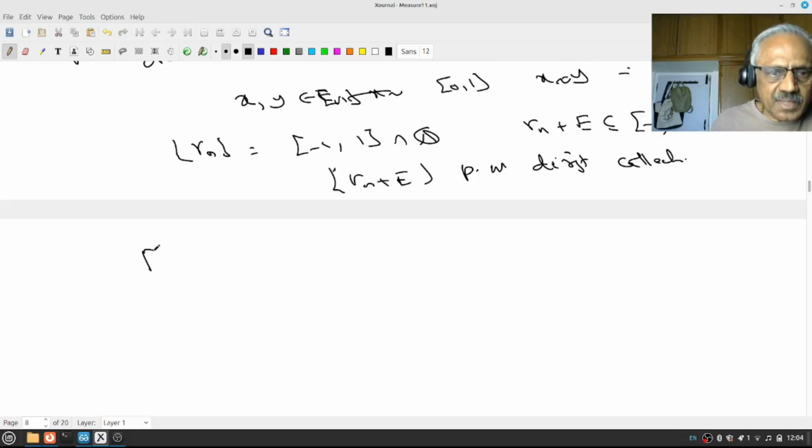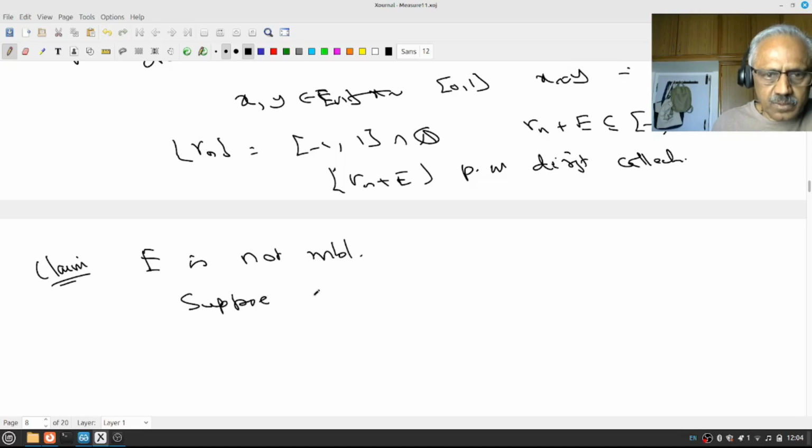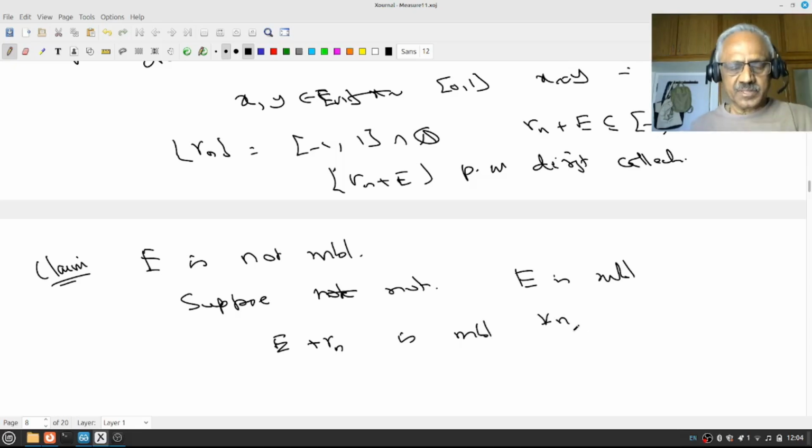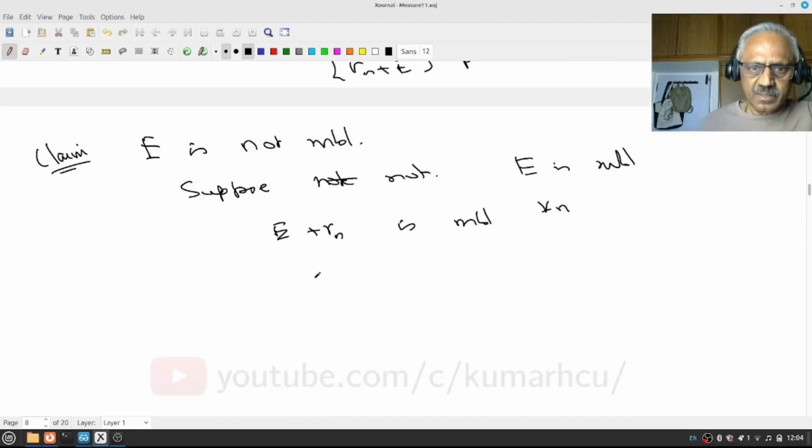Now, what we wanted to claim is that E is not measurable. Okay, this is the claim. Suppose not. Therefore, E is measurable. If E is measurable, then E plus Rn is measurable for all n. We proved that translation of a measurable set is measurable. And this is a countable family. Therefore, the next thing we know is that m of E plus Rn is the same as m of E for all n.